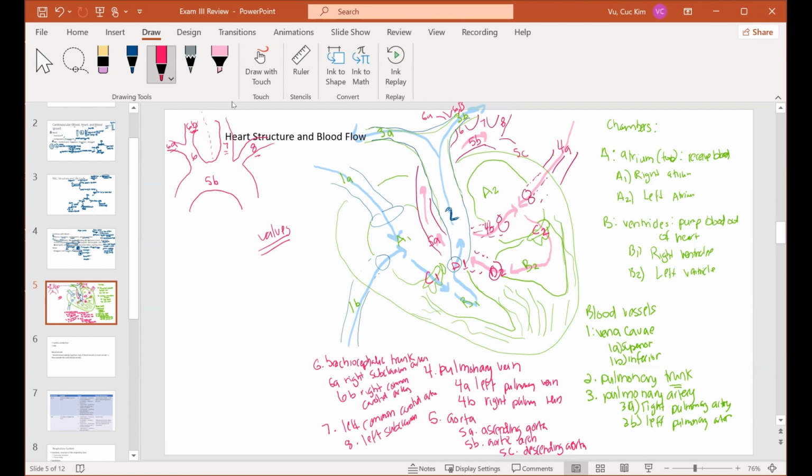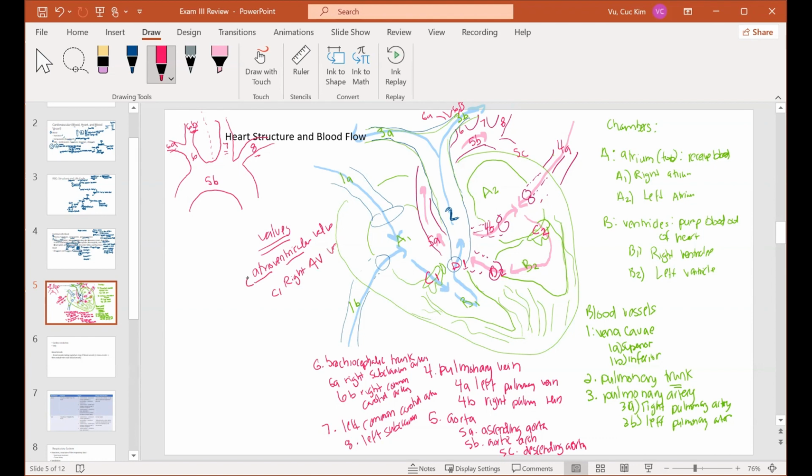Okay, so you have two main types of valves. You have the atrioventricular valves, and just like their names, they're between the atrium and the ventricle. And that's going to be your C1, the right atrioventricular valve. I'm just going to use abbreviation for short because I'm running out of room.